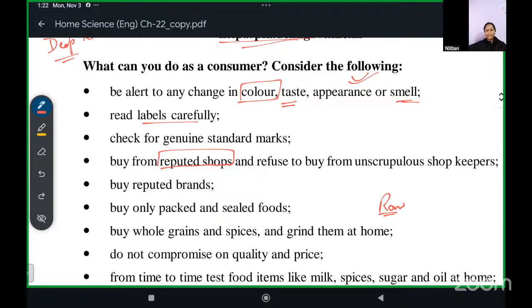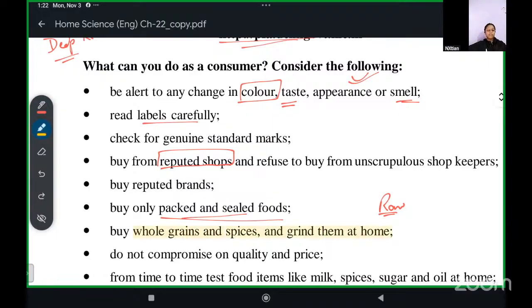Then buy reputed brands. Only buy packed and sealed foods. Very important. Always check the seal. It shouldn't be opened. The seal shouldn't be broken. Buy whole grains and spices and grind them at home. This is what I was talking about. Whole grains and spices, and grind them at home.